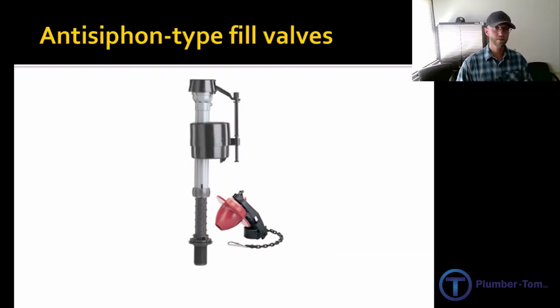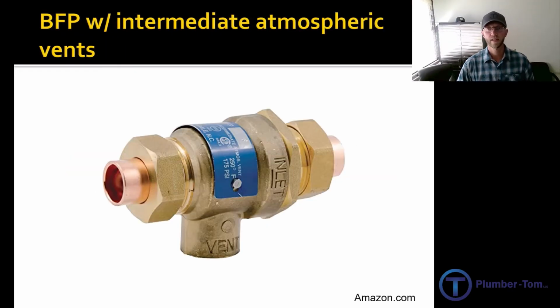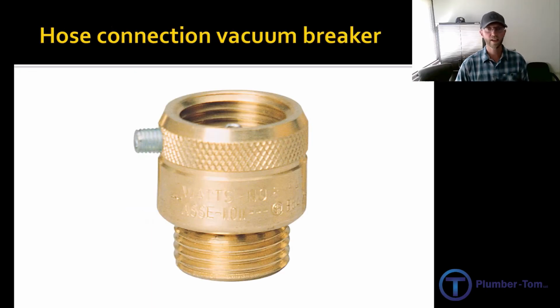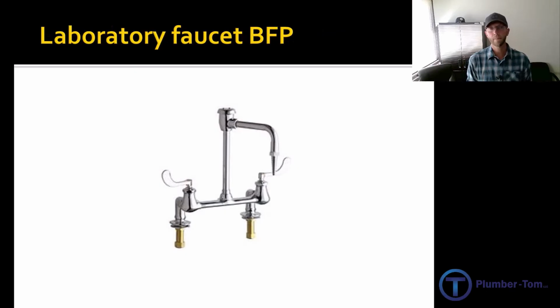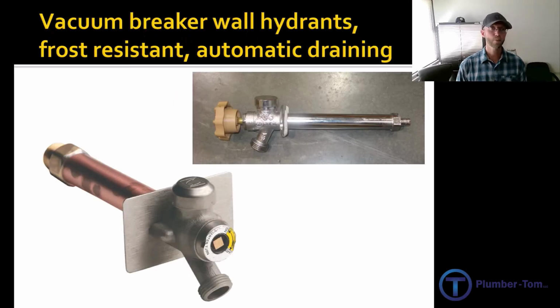Some quick examples here. There's a toilet fill valve, the anti-siphon type fill valve. Backflow preventer for carbonated beverage machines may look something like this. Backflow preventer with atmospheric vents. A dual check type. This is just 2 springs and a piece of a check valve, not for high hazard, but it'll stop some backflow. Hose connection vacuum breaker. A laboratory faucet backflow preventer. It has a vacuum breaker built right into the spout of the faucet. A typical pressure vacuum breaker. Vacuum breaker wall hydrants, frost resistant automatic draining.